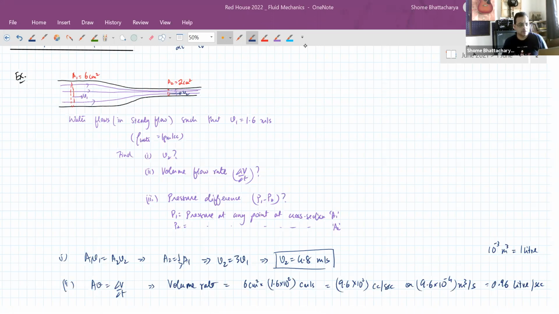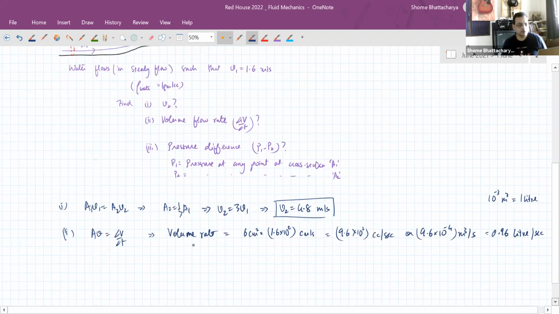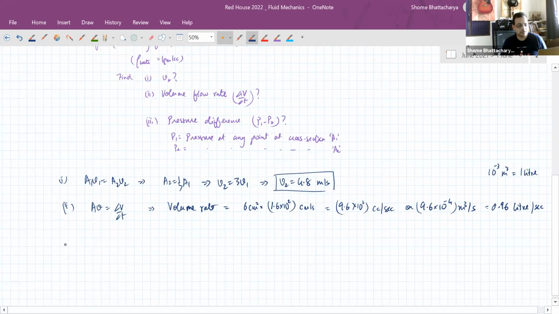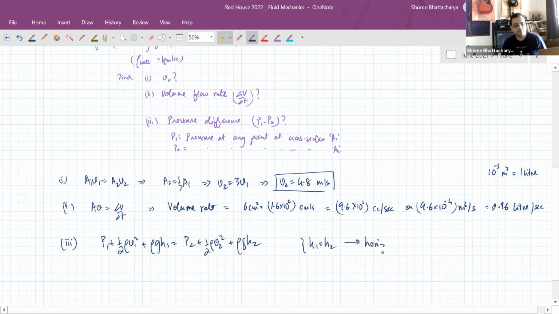Right. So that becomes especially important when we are looking at the pressure difference, because we want the pressure difference in pascals. So when we apply Bernoulli's equation, this is a general form of Bernoulli's equation. But here we'll see that H1 is equal to H2 because it's a horizontal pipe. It's a pipe in a horizontal plane.